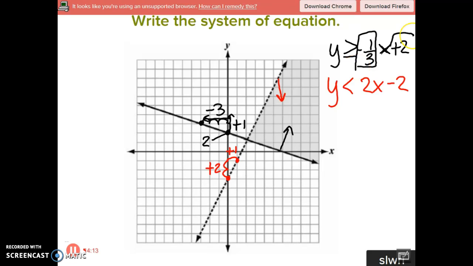Our y-intercept is +2. For the other equation, we moved up 2 and right 1. Here's our slope for that equation. 2 over 1 reduces to 2. But unfortunately, we're down to -3. I'm sorry, I put 2. Did you catch that?